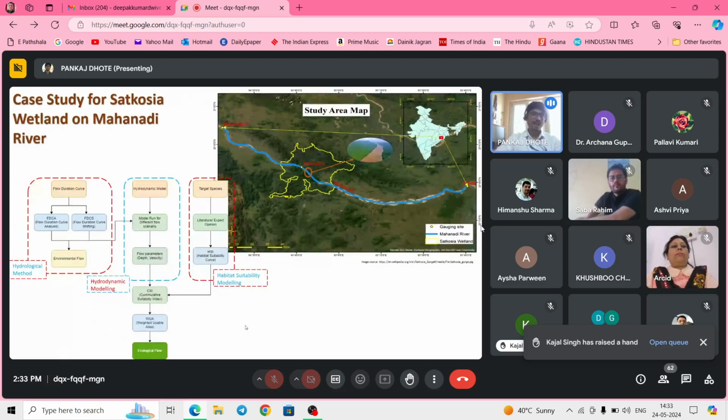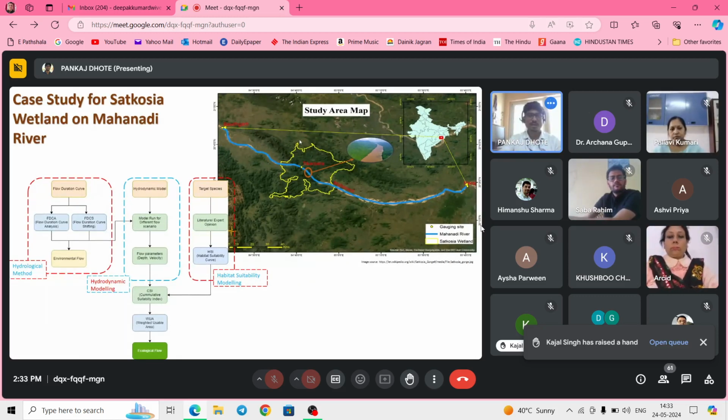Now this study we tried to do in one case study. This is the Mahanadi river. In the Mahanadi river there is one location, Tikarpara, and there is a wetland we call the Satkoshia wetland. So in this area we tried to assess, along that main riverfront, what is the minimum ecological flow that is required in that particular stretch to maintain the habitat for the particular fish, and what are the different steps that are required, we'll try to understand in this figure.